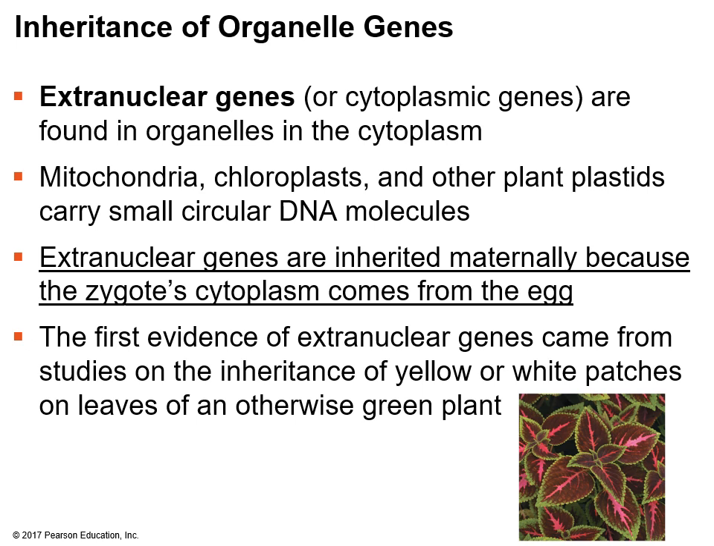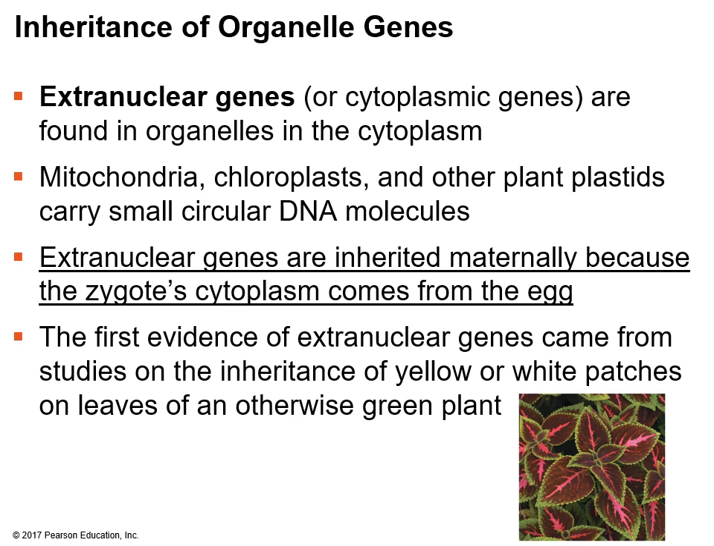Finally, extranuclear genes, or cytoplasmic genes, are found in organelles in the cytoplasm. For example, the mitochondria, the chloroplasts, and other plant plastids carry small circular DNA molecules. Extranuclear genes are inherited maternally because the zygote's cytoplasm comes from the egg and not the sperm.